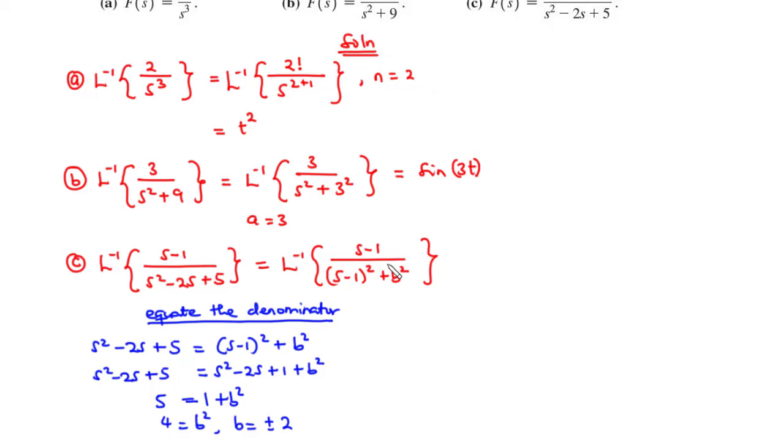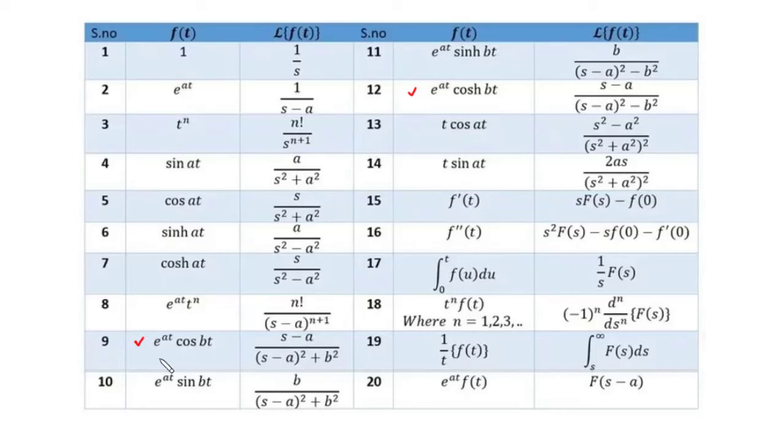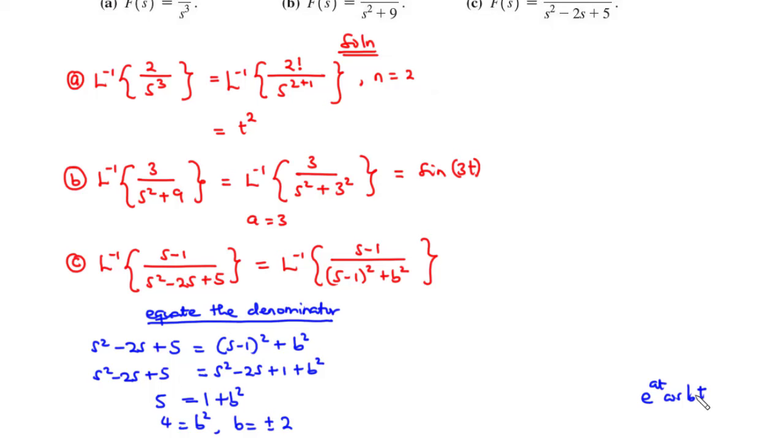Now we should realize that we are looking out for the function having the form e to the power at cos bt. So let's just put that somewhere here. So we are looking out for, let's say, the function e to the power at cos bt. Now this b is the value we have here. Now notice that cosine is an even function. So whether you have positive 2 or negative 2, because it's an even function, you are going to have the same results. So let's possibly take the positive value.